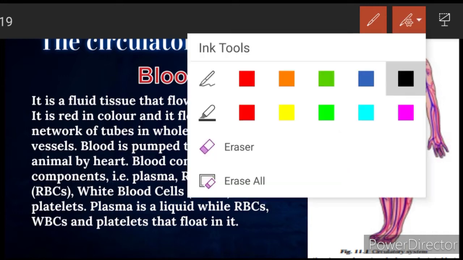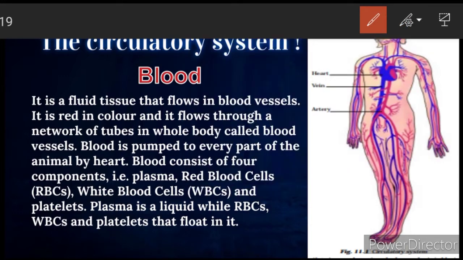Those are known as your blood vessels. Blood is pumped to every part of the animal by the heart. Now the heart is something that pumps. The function of the heart is to pump. You must have once kept your hand on your chest where your heart is located, and you would feel the heartbeat. So the function of your heart is to pump, and that is the only thing.